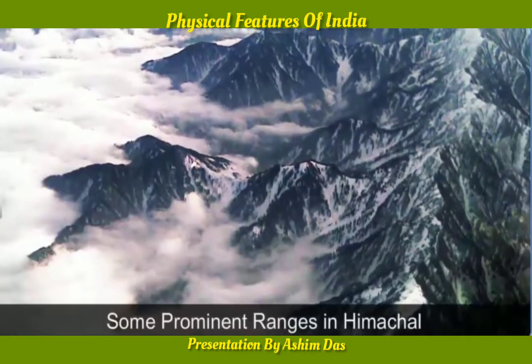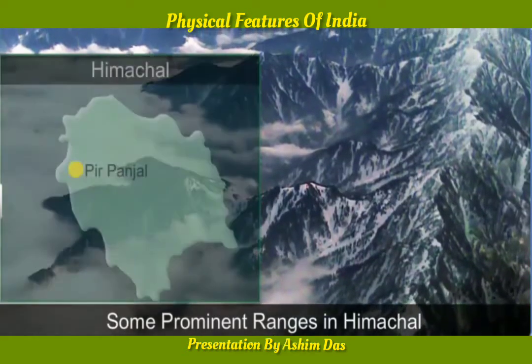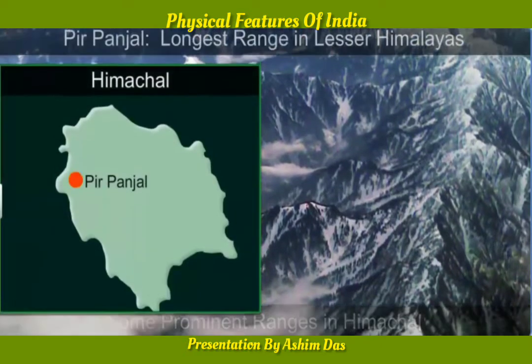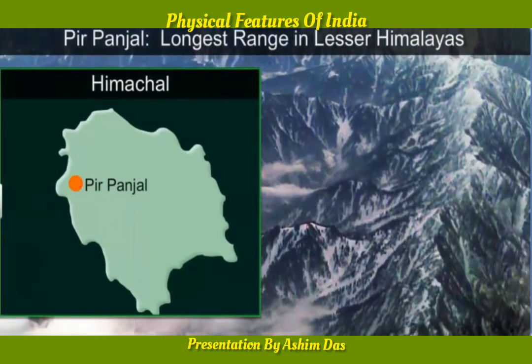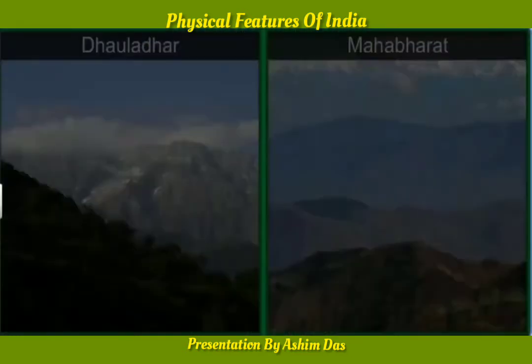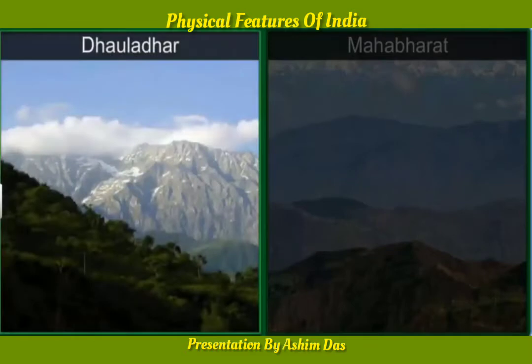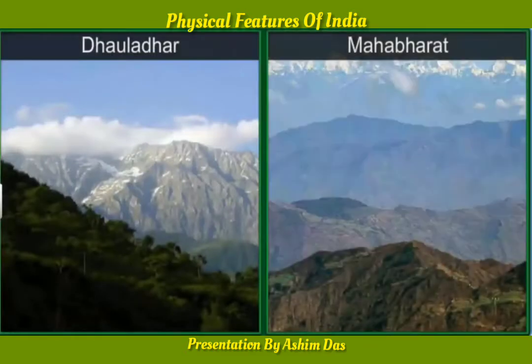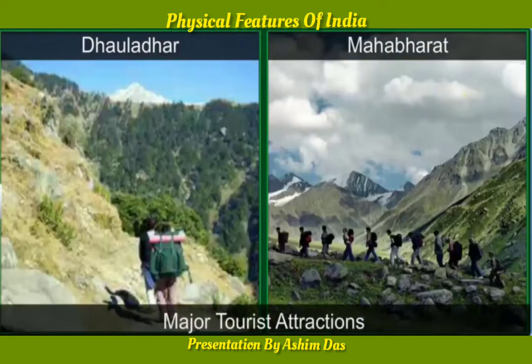Let us look at some of the prominent ranges in the Himachal. The Pir Panjal is the longest range in the Lesser Himalayas. The other notable ranges are the Dhauladhar and the Mahabharat. These ranges are famous for their beauty and are a major tourist attraction for people the world over.